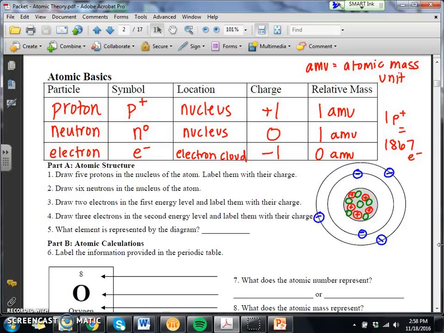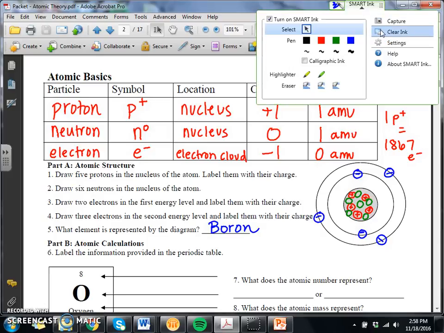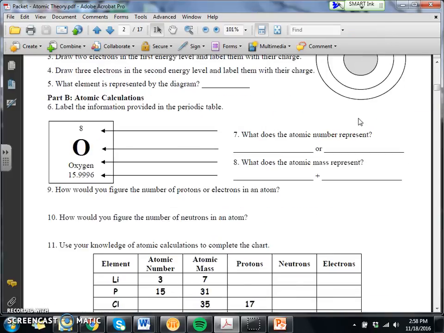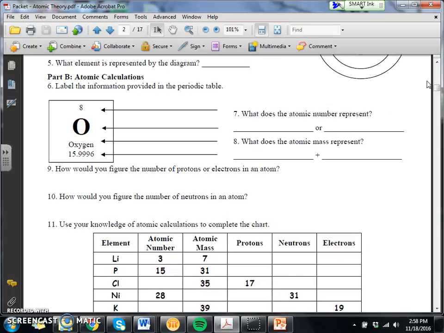So now it wants to know what element is represented by the diagram. Well, if I have 5 protons, then I look at my periodic table, and number 5 on the periodic table is boron. So that means this element is boron. Now, if I look at the next part, okay, you said, well, number 5, how did I know that?